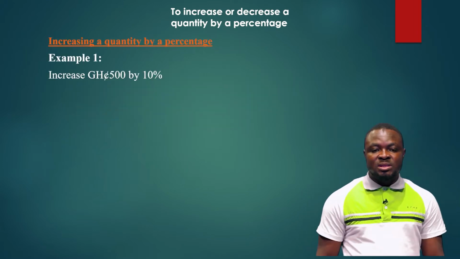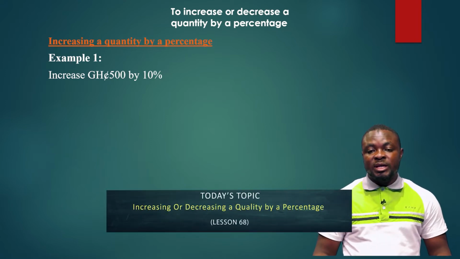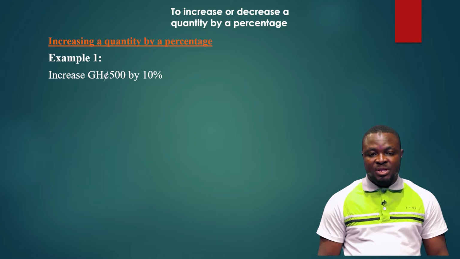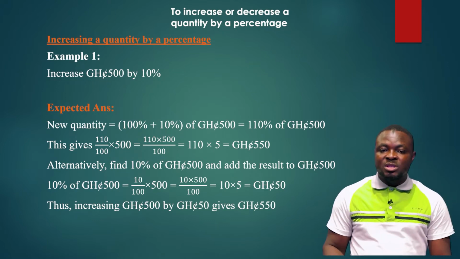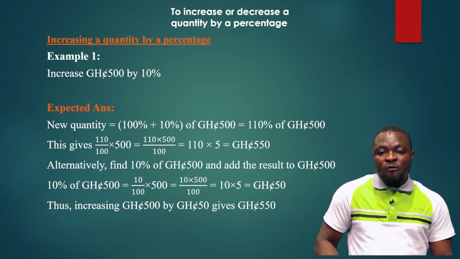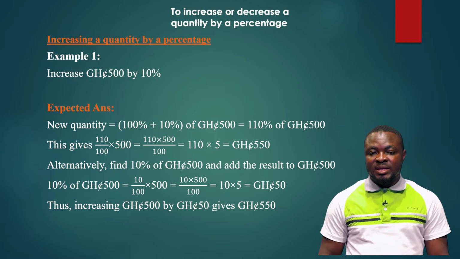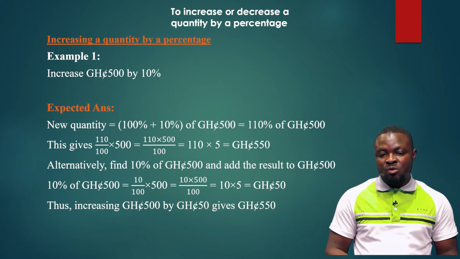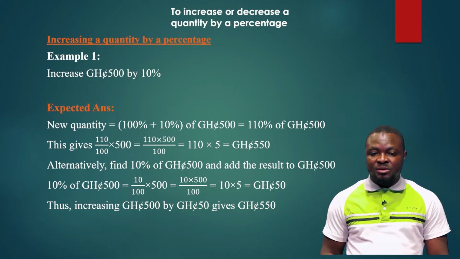So the first example is, you should increase 500 Ghana cedis by 10%. Following from the introduction that I did, if you are to increase 500 Ghana cedis by 10%, then let's go by the first method. You add 10% to 100%. You end up with 110%. So to find the new quantity, you take 110% of 500. And you know how to express 110% as a fraction. Just take 110 out of 100. That is 110 divided by 100. So you have put it in fraction form. Of 500, the 'of' stands for multiplication. You now multiply that by 500.